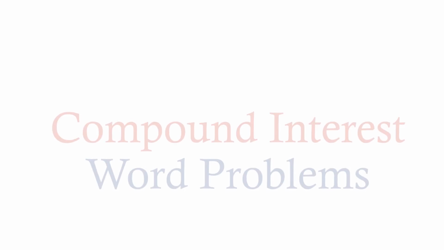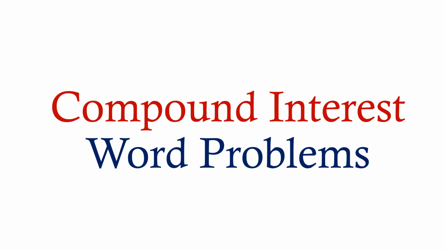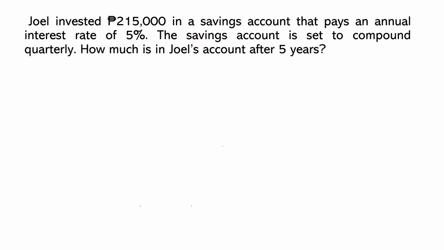So in this video, we're going to talk about compound interest word problems. So for example, we have this problem. Joel invested 215,000 pesos in a savings account that pays an annual interest rate of 5%. The savings account is set to compound quarterly. How much is in Joel's account after 5 years?